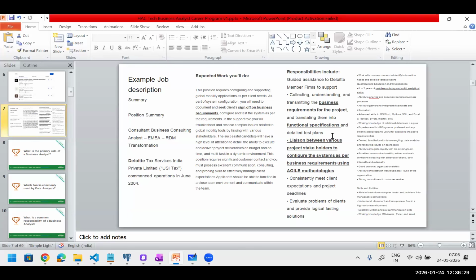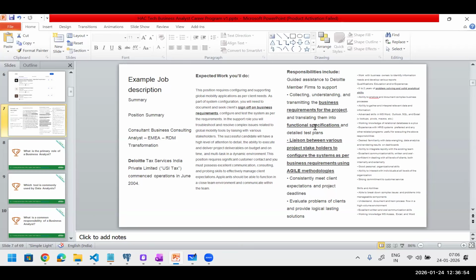I have highlighted the specific requirements, roles, and responsibilities the companies expect. If you observe maybe five or ten job descriptions, you will see the same pattern. The skill set will be the same. The structure will be the same. The roles and responsibilities will be the same. The skill set is the same.